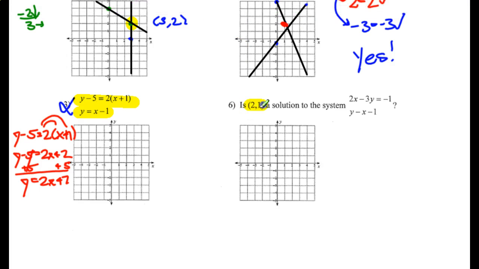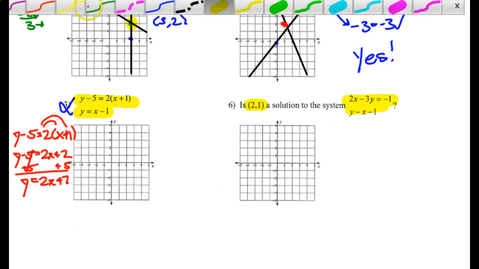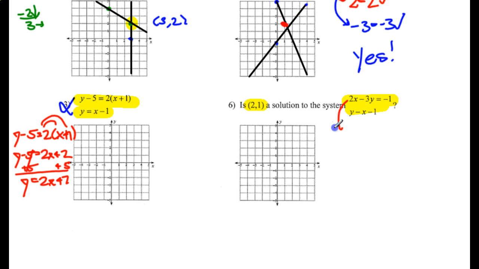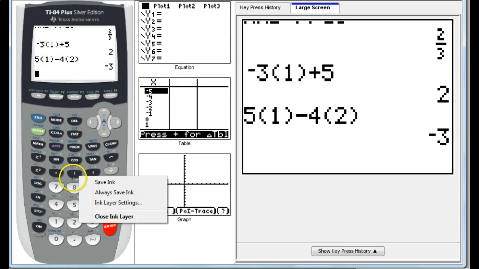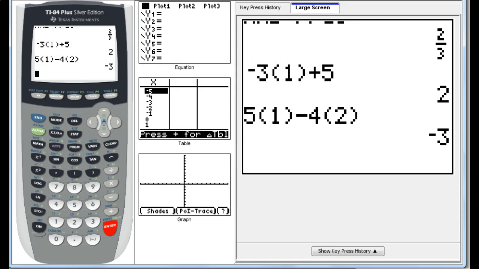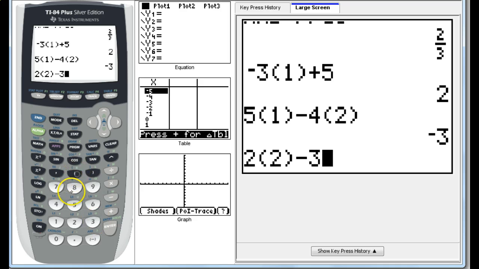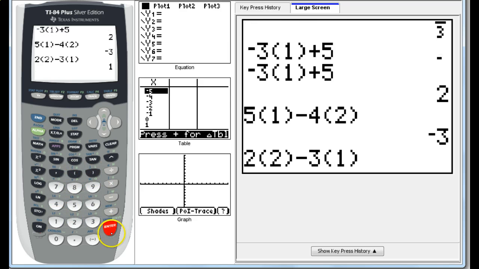Now we're checking, is this point 2, 1 an answer to these equations? So once again, we're just going to start the easy way. I think plugging in is probably the easiest. So we're going to plug in 2 for the x, 1 for the y, and go to our calculator. 2x, x was 2, minus 3, y is 1.